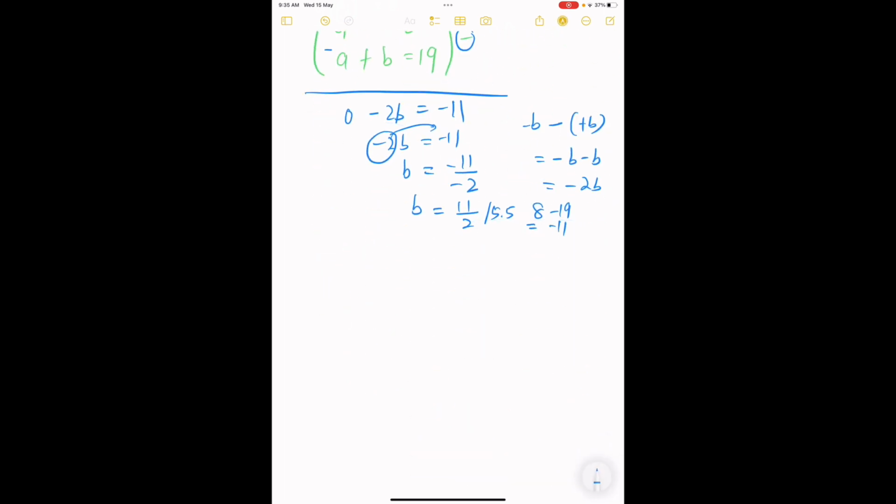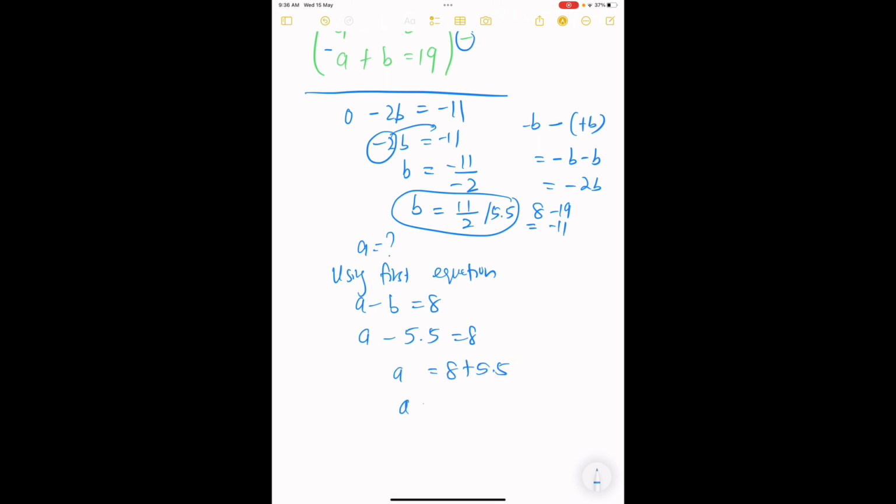Next, you want to find your a. Now you only have b. You want to find what is a. So by using the first equation, a minus b equals 8, you substitute your b here, and you will get your a. You bring this to the right, becomes plus, which is 13.5. So this is the answer for number 6.